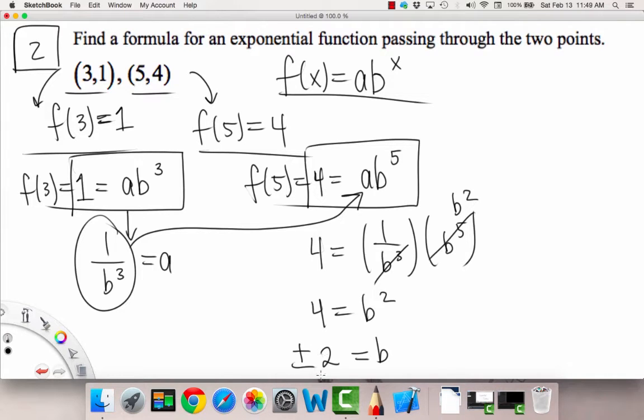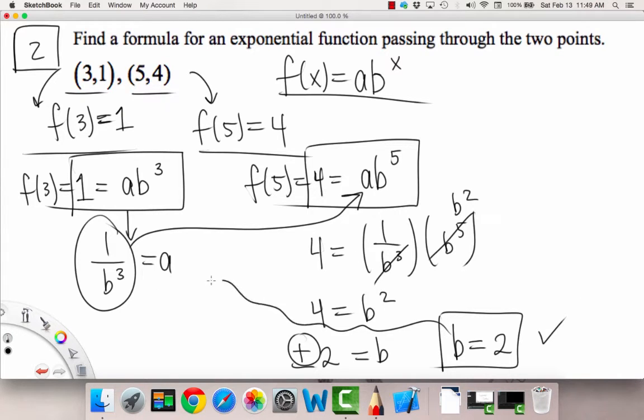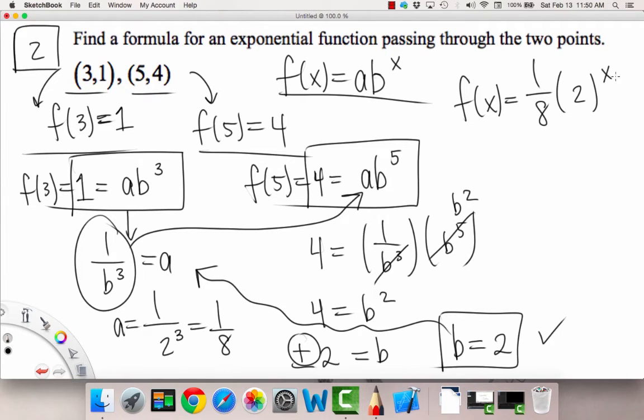The thing here is, by convention, b has to be greater than 0, because it is a growth rate. Since we want the positive one, we're just going to take b is equal to positive 2. We figured out b, so we're good on that. Now we just need to plug it back into this one over here in order to figure out a. So a is equal to 1 over b to the third, 2 to the third, so this is going to be 1 over 8. So a is equal to 1 over 8, b is equal to 2. We can construct our formula: f of x is equal to 1 over 8 times positive 2 to the x. And that is our formula.